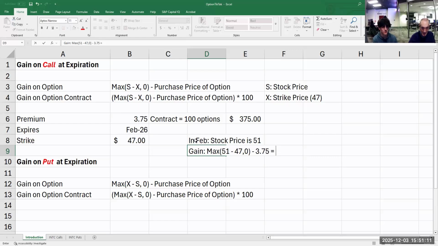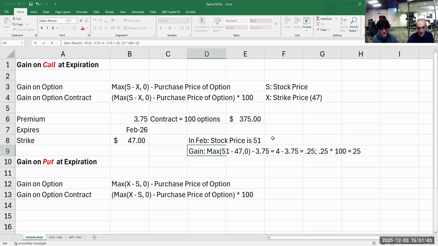I like to do it at the very end, and you can do it either way. So you made $4 on the option, but it cost you $3.75. So you made 25 cents. 0.25 times 100, you made 25 bucks. So you're going to actually buy Intel for 47. You can turn right around and sell it for 51. So you make $4, but you paid 3.75 to set it up. So you only make 25 cents, because you have 100 options in your contract.